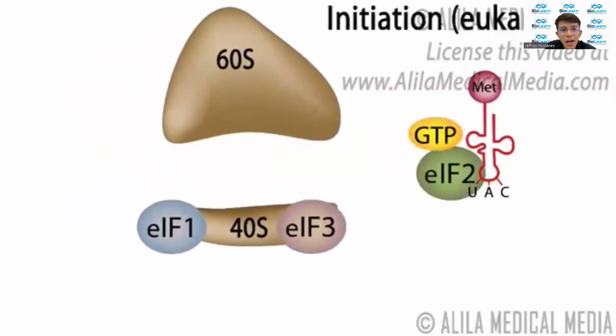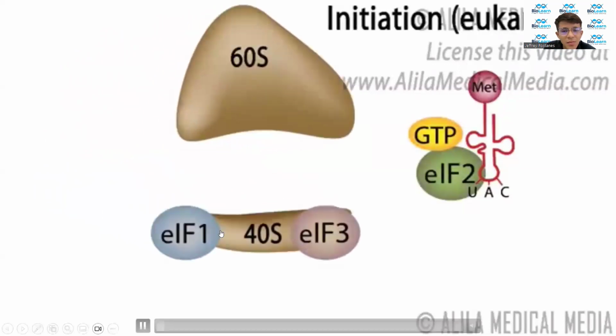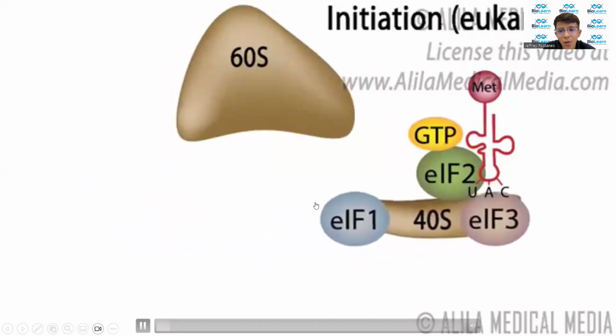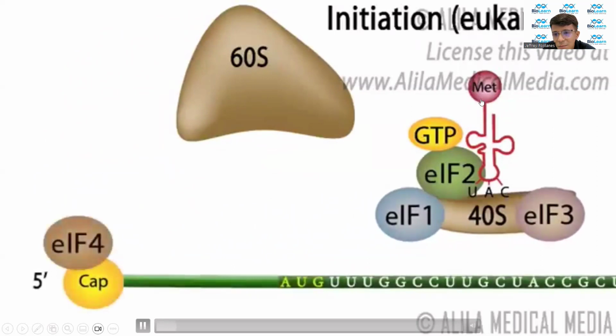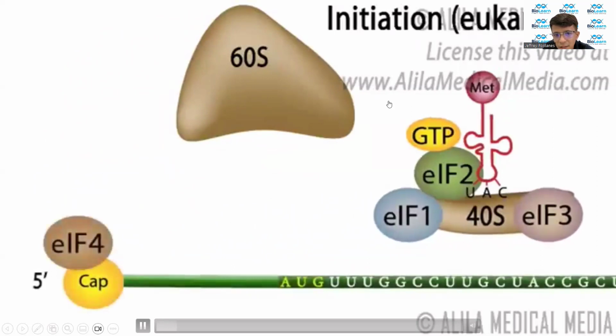Initiation. So you have here the ribosome. This is the bigger ribosomal subunit, and the smaller subunit binds to the initiator tRNA carrying the amino acid methionine. As you can see here, this tRNA brings an amino acid that attaches to the methionine.